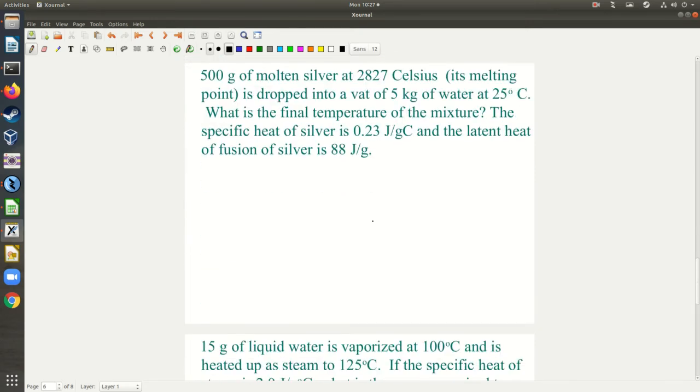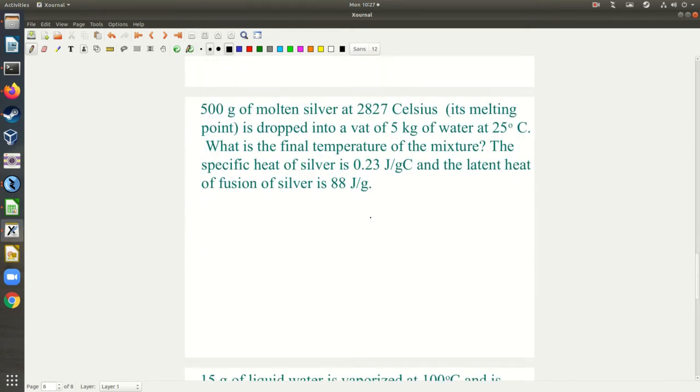All right, let's do one that's a little bit more complicated. Let's say we have 500 grams of molten silver at 2827, its melting point. So here I pointed out that we're not going to have to account for the extra energy. It's dropped into a vat of 5 kilograms of water at 25 degrees Celsius. What is the final temperature of the mixture?